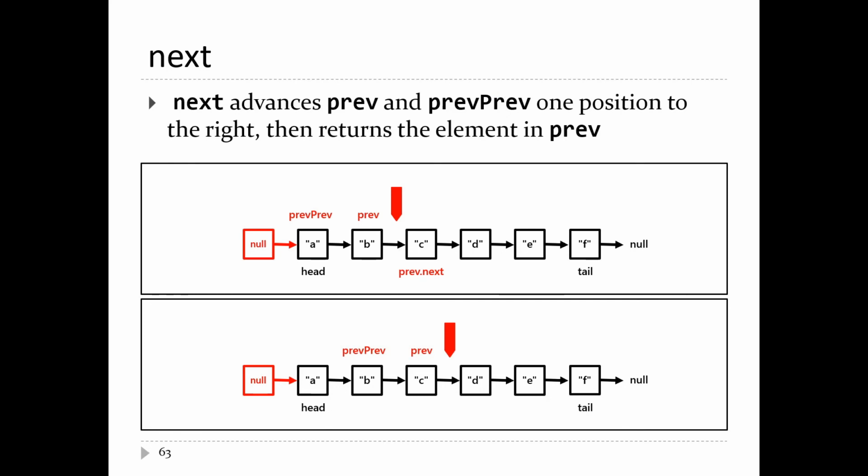Next advances the iterator one position in the list, and it returns the element that it steps over. So if we have an iterator here and we call next, it's going to move the iterator one position to the right, and it's going to return the C in this case. Now when we advance the iterator, we need to advance previous, previous previous, and previous, so they both move one position to the right.